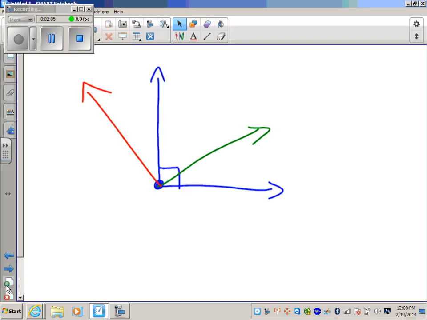Objective 2, any questions on angles, just the basics? We've been doing the basics with angles for a long time. Good?